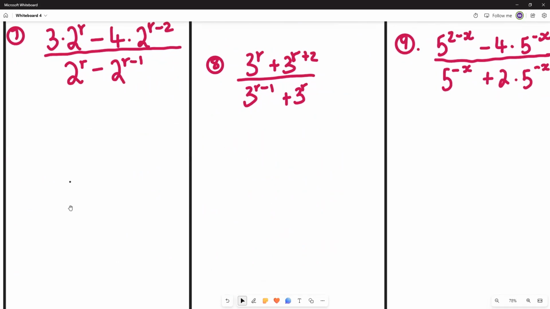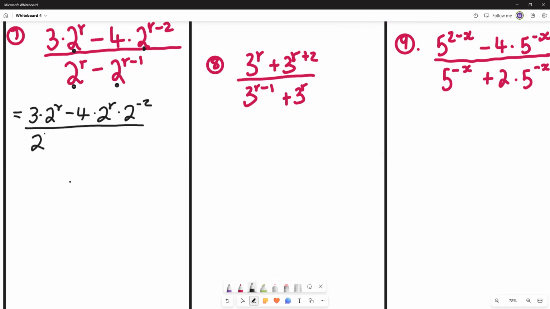So let's do number 7 now, ladies and gentlemen. On number 7, remember, I'm seeing a minus. So if I see a minus, I know I'm just interested in the bases with a variable exponent. And don't forget to pause the video and attempt this on your own and then resume. Okay, perfect. So you have 3 to the power 2r minus 4 times 2 to the power r times 2 to the power minus 2. Do you see it? And then you have 2 to the power r minus 2 to the power r times 2 to the power minus 1.